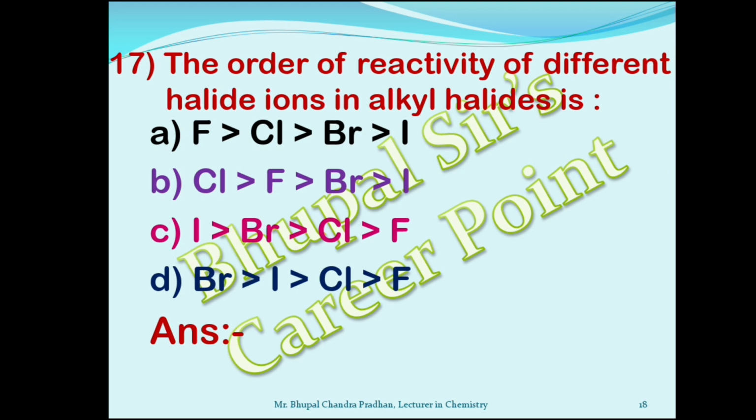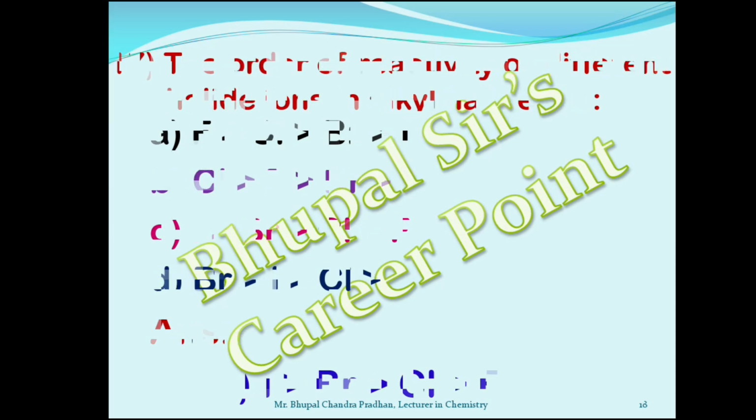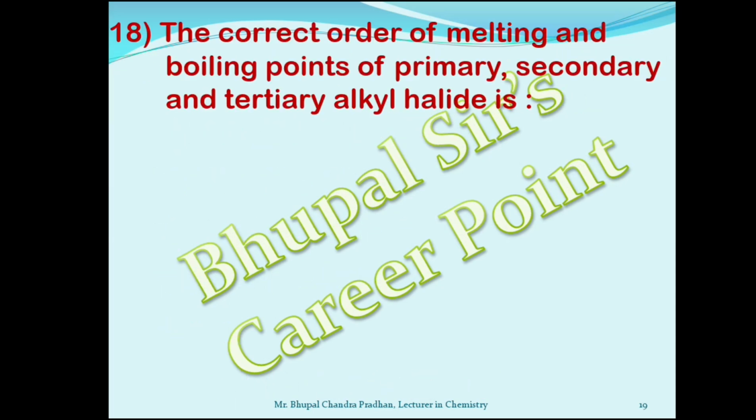What is the order of reactivity of different halide ions? Option C is the actual answer, because iodide is more reactive than bromide, which is more reactive than chloride, which is more reactive than fluoride. Thanks for the students who gave the answer option C. Let us come to the next question, that is question number 18.